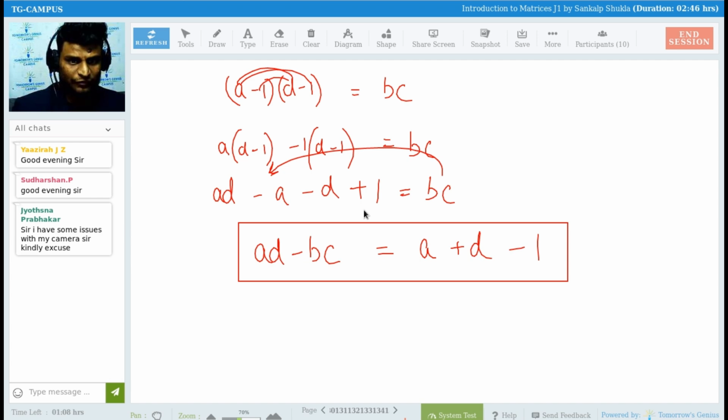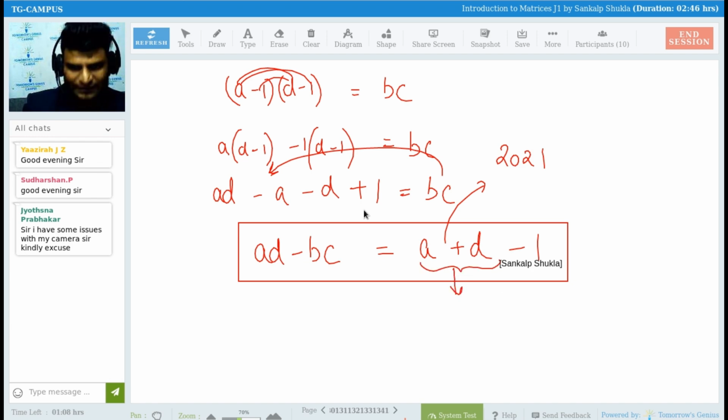This is the answer. Now what was the question asking us? It has given me that A plus D is equal to 2021, right? This was given to us. So we can minus 1. The value for A plus D is 2021, it was given in the question itself. So 2021 minus 1 will be 2020. So this is the answer.